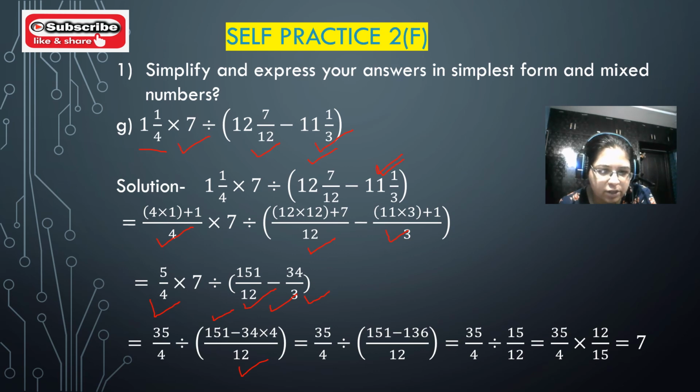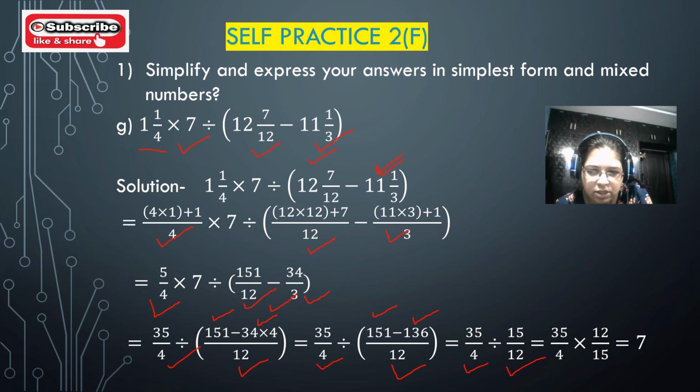Now divide the LCM 12 with the denominator of this second fraction 34/3. 12 divided by 3 is 4. Multiply 4 with the numerator 34, that is 34 multiplied with 4, and 34 multiplied with 4 is 136. Now we get (151 minus 136) divided by 12, and that is 15/12. Now we get 35/4 division of 15/12.